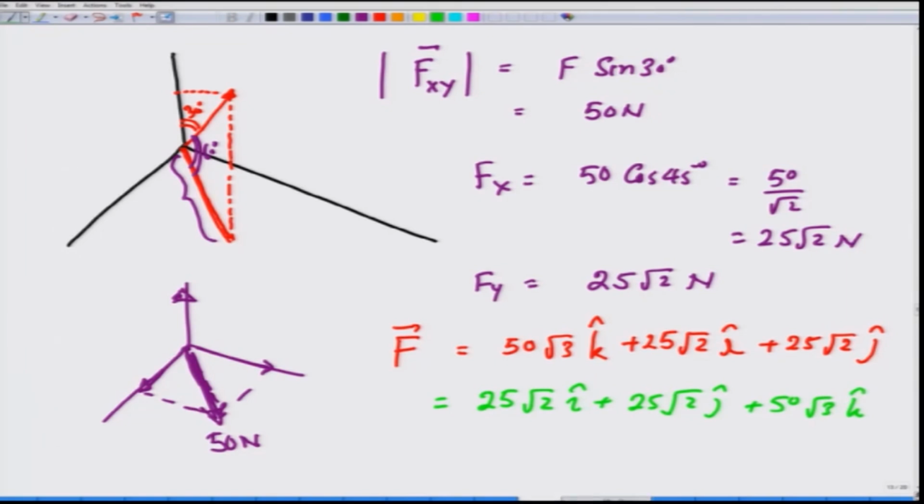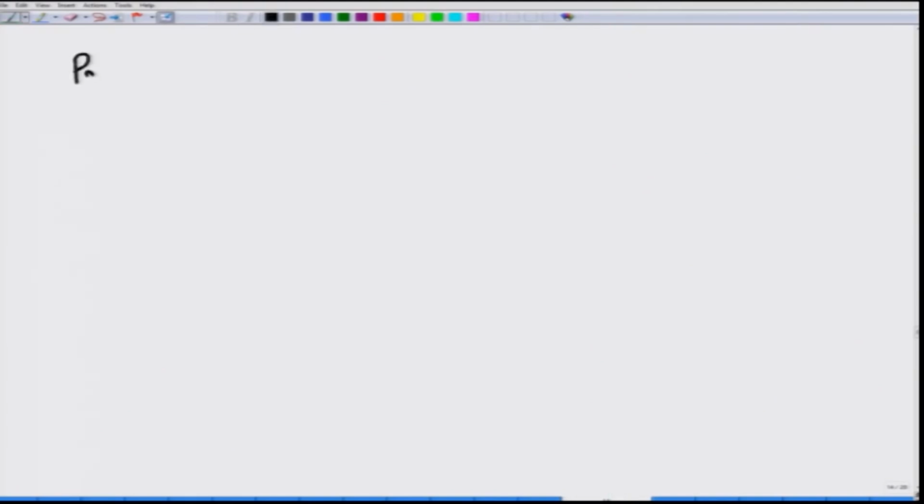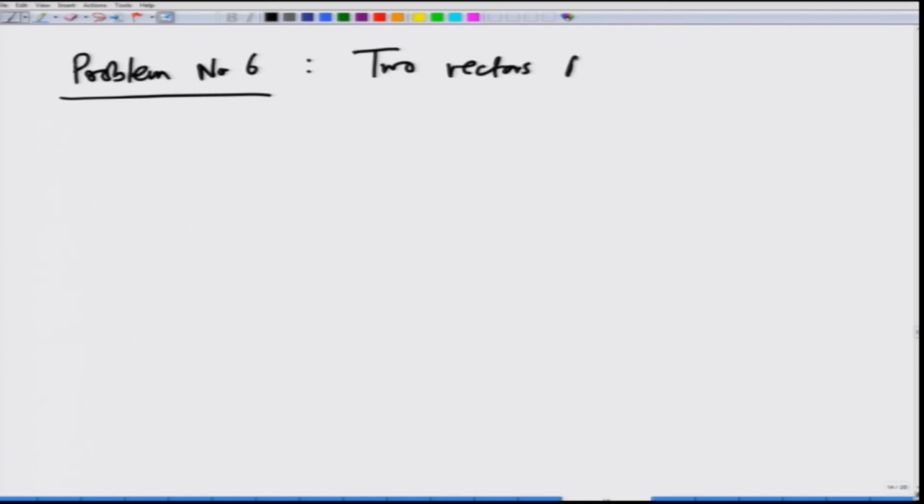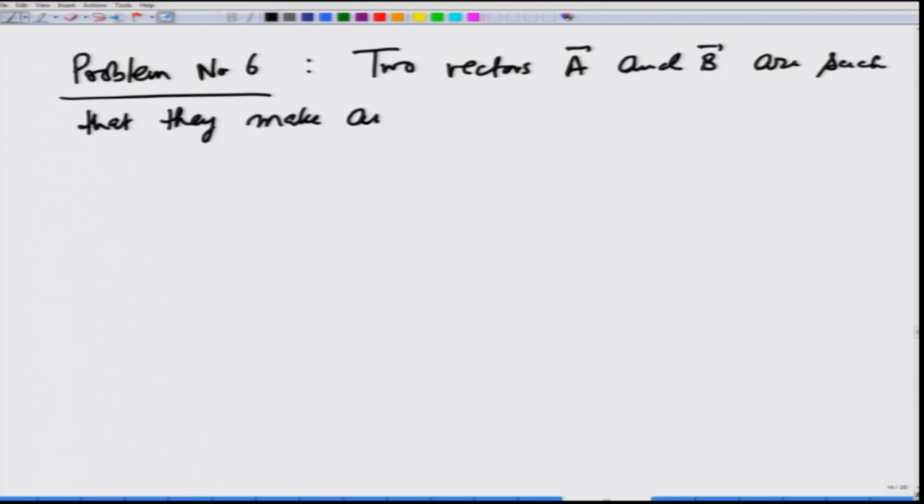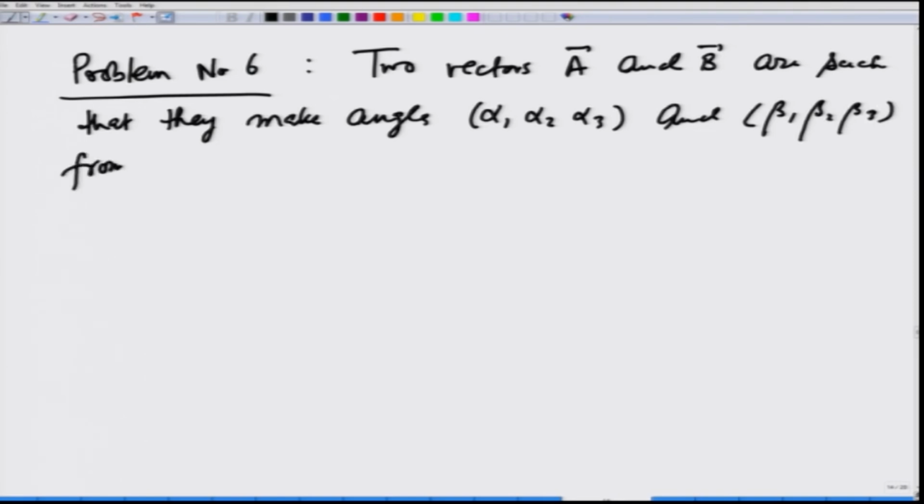Finally, the last problem in this: two vectors A and B are such that they make angles alpha 1, alpha 2, alpha 3 and beta 1, beta 2, beta 3 from the x, y and z axes respectively.